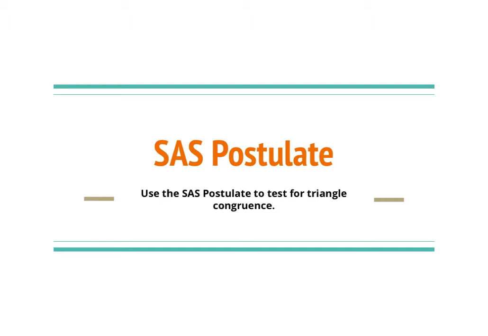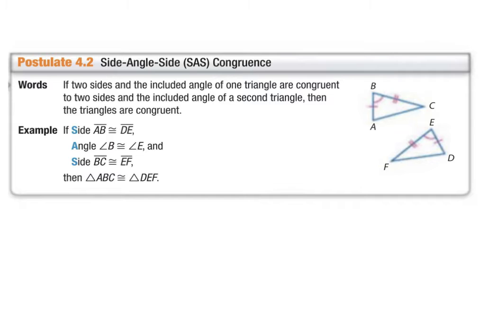SAS Postulate. After watching this video, I will be able to use the SAS Postulate to test for triangle congruence. In the previous lesson, we talked about the SSS postulate, which means that all three sides of a triangle have to be congruent to all three sides of a second triangle in order to say that the triangles are congruent. The SAS postulate is the same idea, however, the information needed is different.